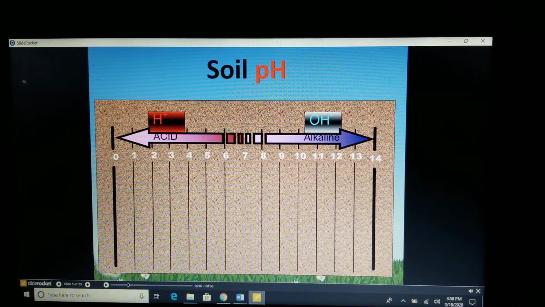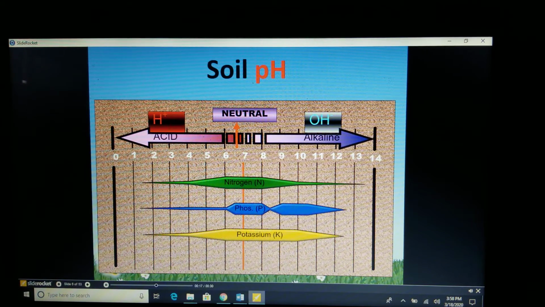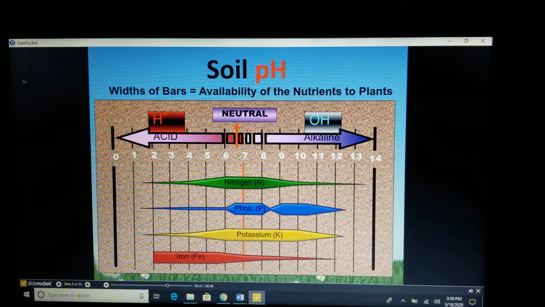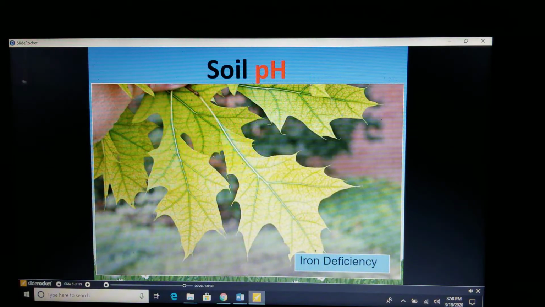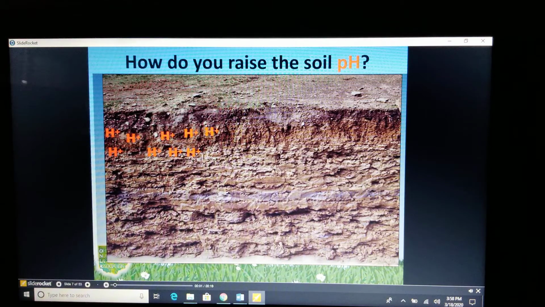So, soil pH has a direct impact on the availability of soil nutrients to plants. As soil pH changes, the nutrients leave the soil and become tied up through chemical reactions. This chemical reaction tie-up makes them unavailable to plants. This can lead to nutrient deficiency symptoms in plants, like these iron deficiency symptoms on oak, or these manganese deficiency symptoms on red maple. How do you raise soil pH?